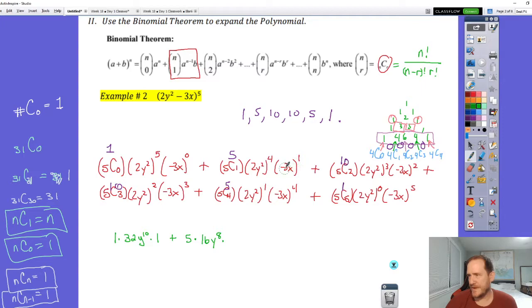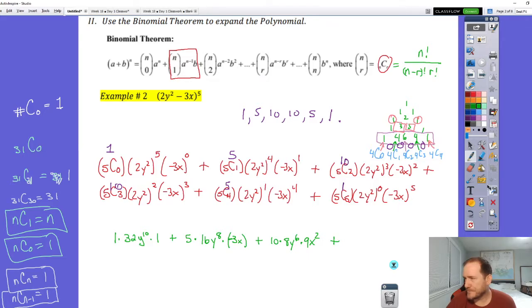And then we do get a factor of negative 3. I'm going to put it in parentheses so we don't mistake it for a subtraction sign. Negative 3x. In our third term, we're getting a 10 times 8y to the 6th. Now this time, I'm squaring the negative, so it'll be positive 9x squared. So there's all 3 of our factors for that term.